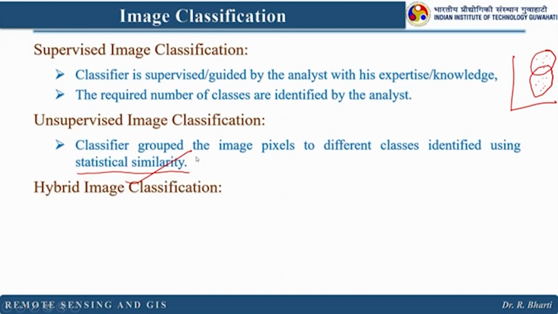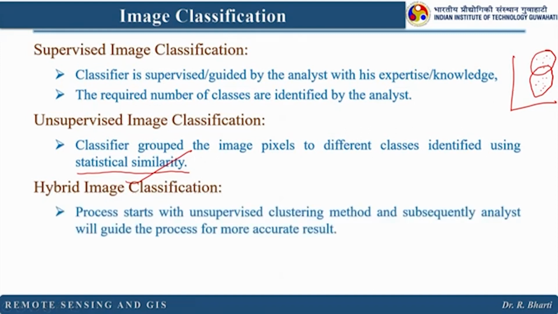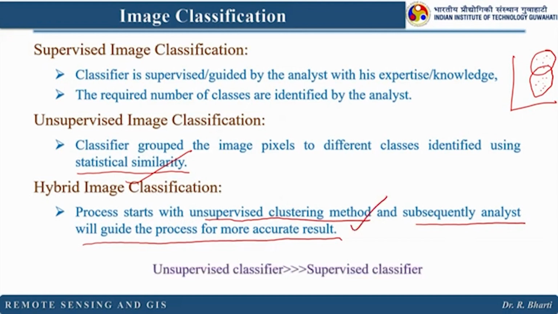Then next one is hybrid image classification. This is the process that starts with an unsupervised clustering method, and subsequently the analyst will guide the process for a more accurate result. So basically here we are doing unsupervised classification, and then here we are changing it to supervised. So you can see here we started with unsupervised.